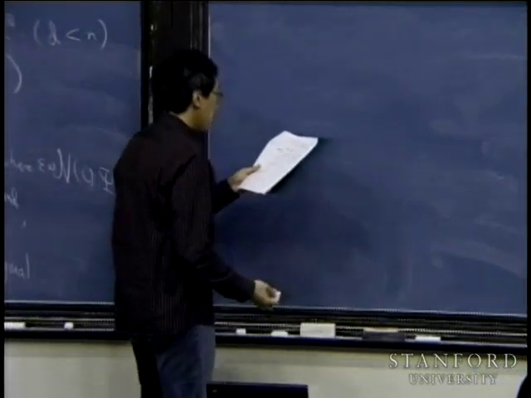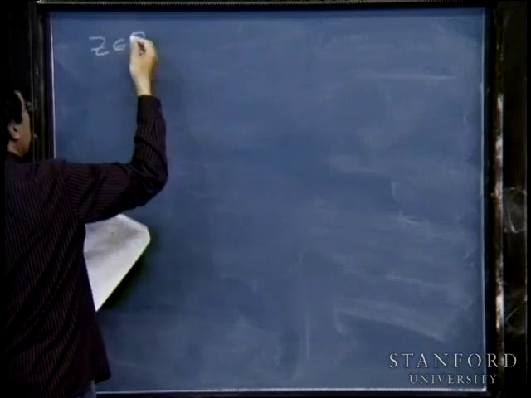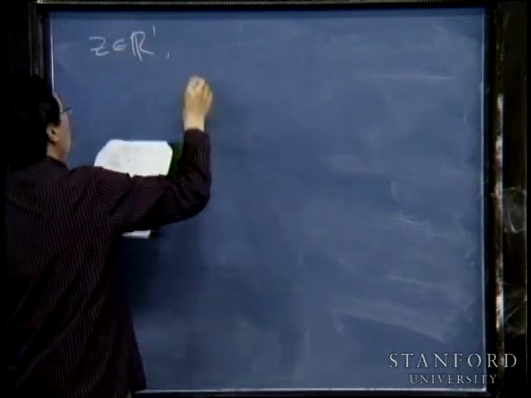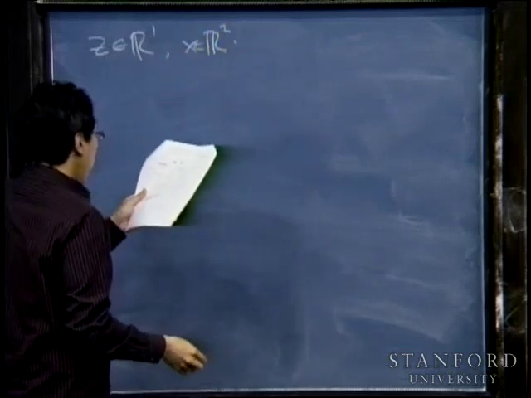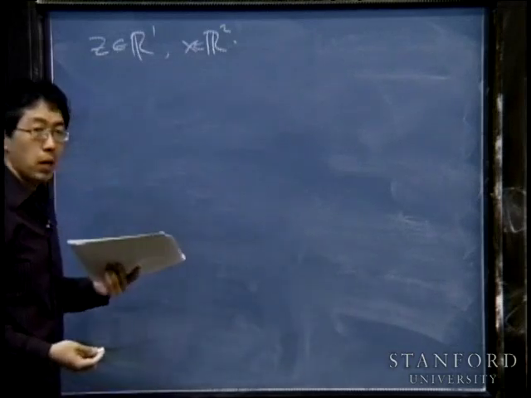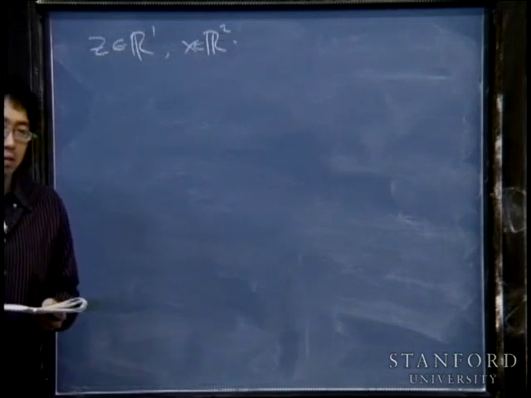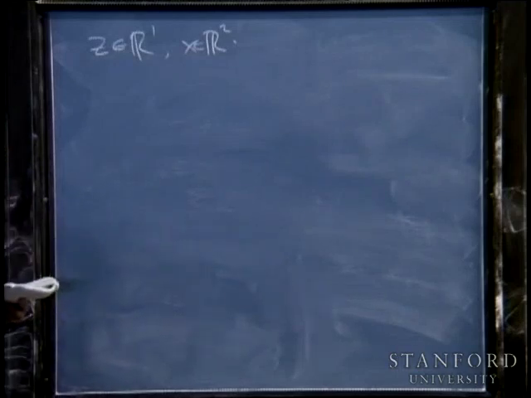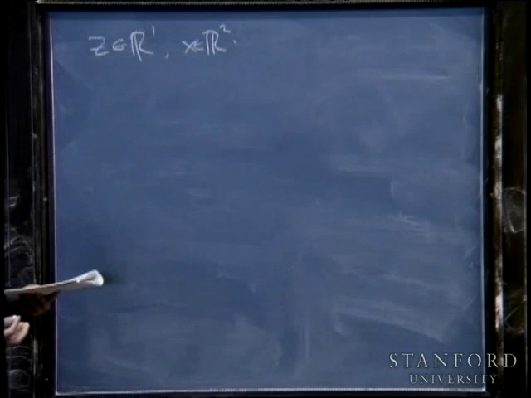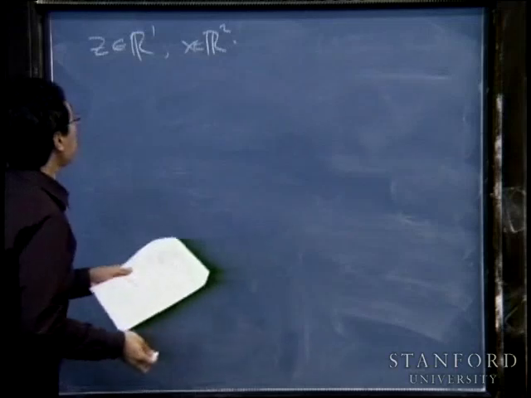So let's give one concrete example. Suppose z is one-dimensional and x is two-dimensional. Let's see a specific instance of the factor analysis model and how we're modeling the joint distribution over x. So what does this give us in terms of a model for p of x?